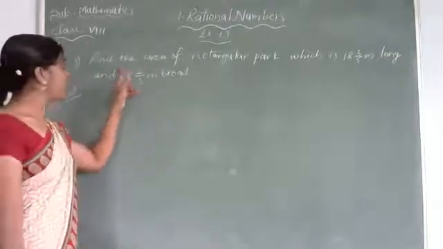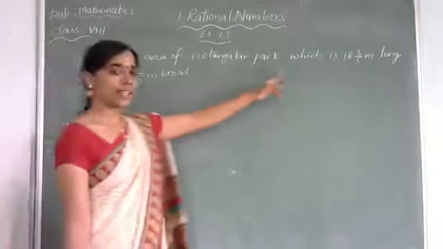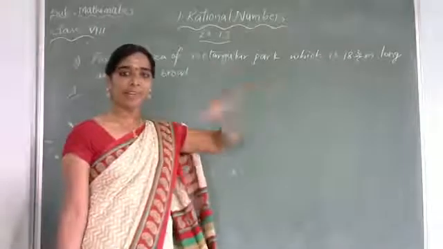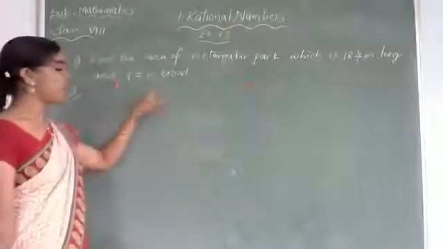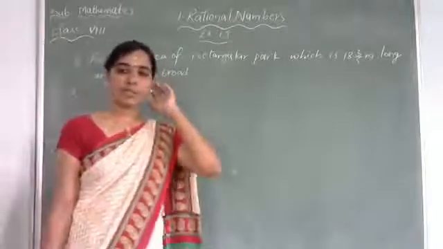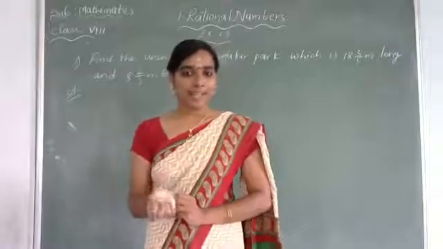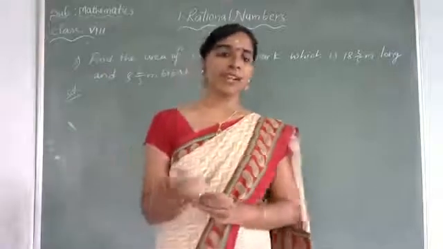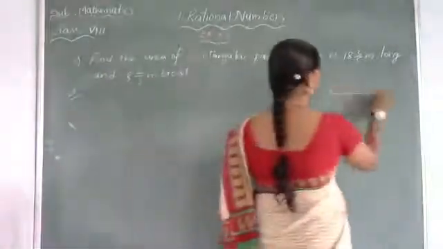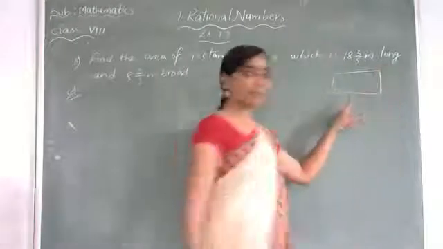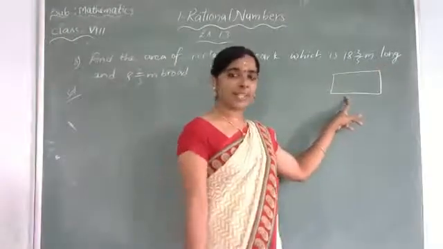8th problem. Find the area of the rectangular park which is 18 2 by 5 meter long and 8 2 by 3 meter broad. See children, we have to find the area of the rectangular park. A park is in rectangle shape, children. So this is the park, a rectangle shape. A park is in which shape, children? Rectangle shape.